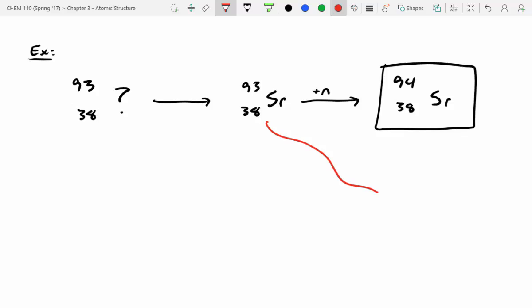What's the relationship between these? Yeah, they're isotopes of the same element, right? They differ in the number of neutrons.